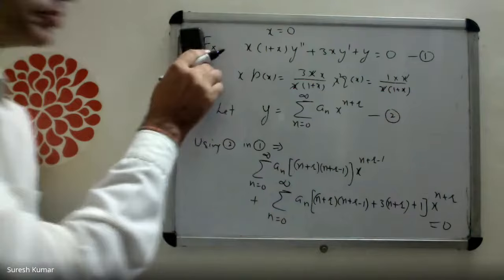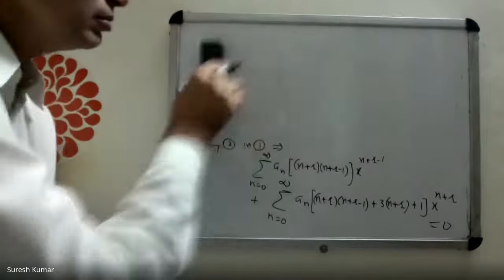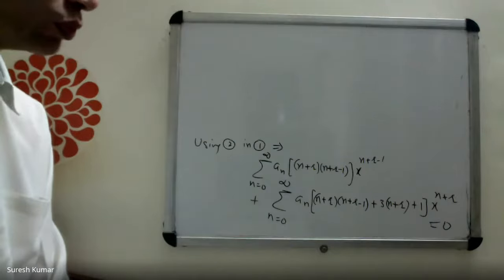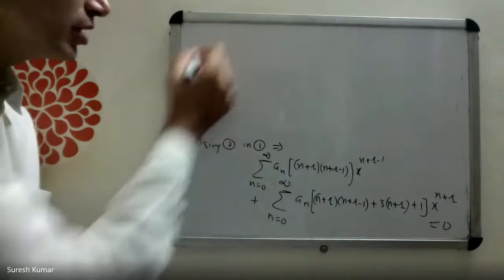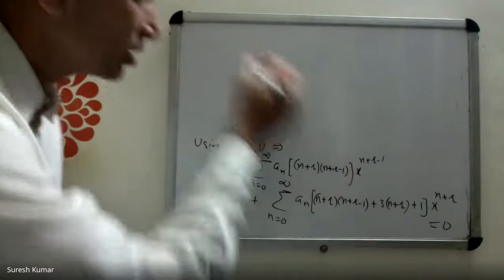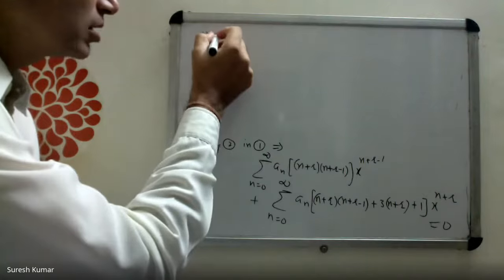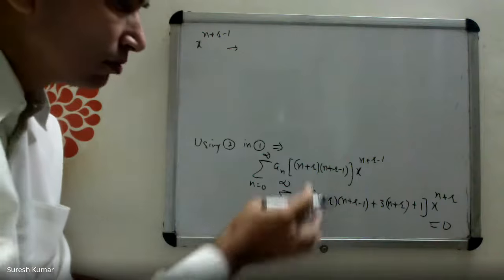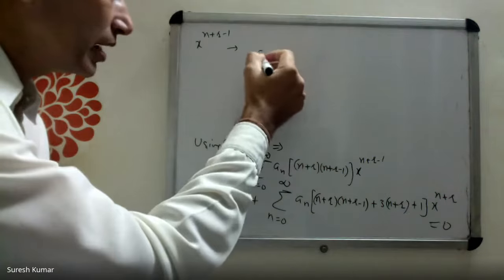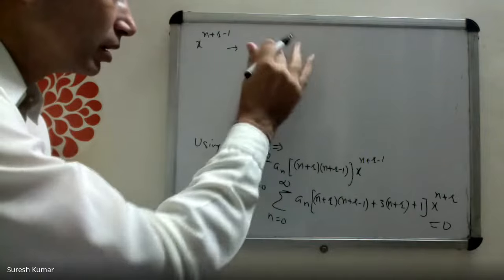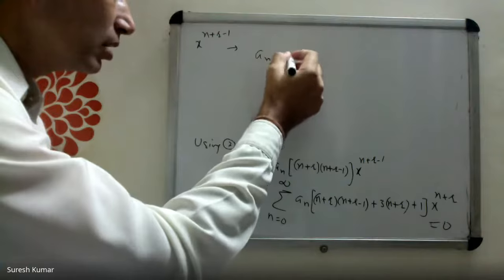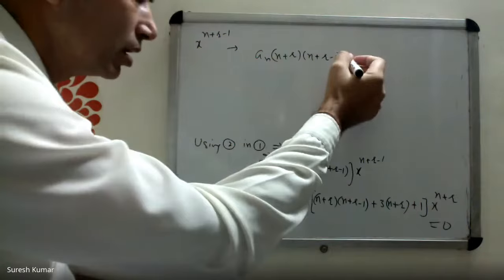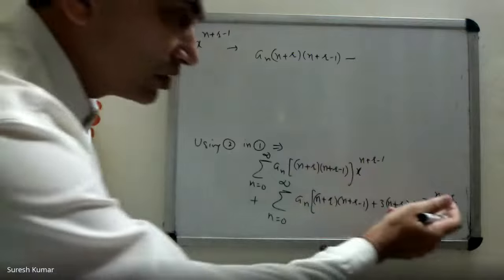Now, can you find the initial equation? What is the general recurrence relation? What is the lowest degree term in x? X power n plus r minus 1. If we equate to 0 the coefficient of this term, then what do we have? An times n plus r into n plus r minus 1. Here it is fine. N plus r minus 1.